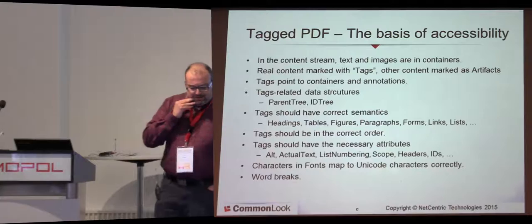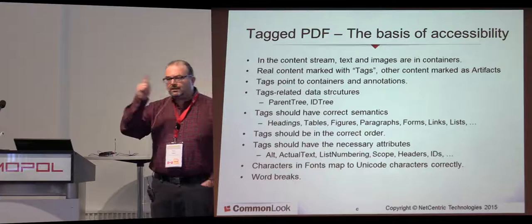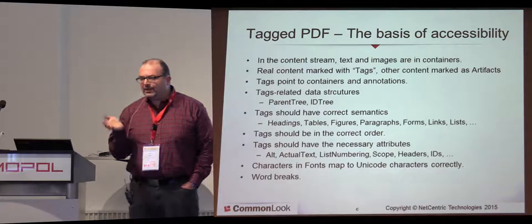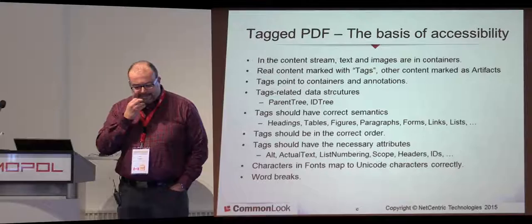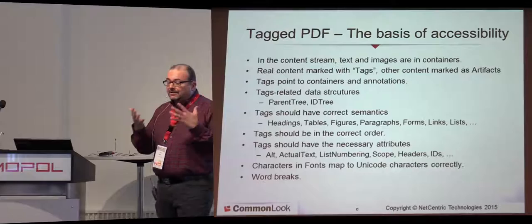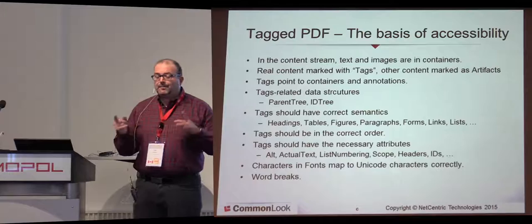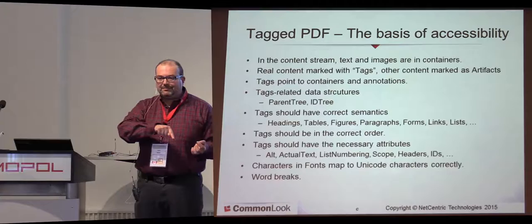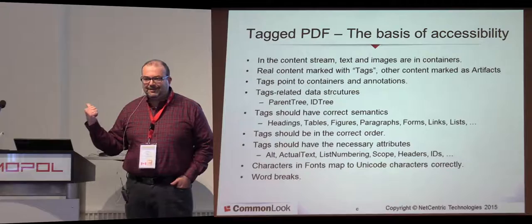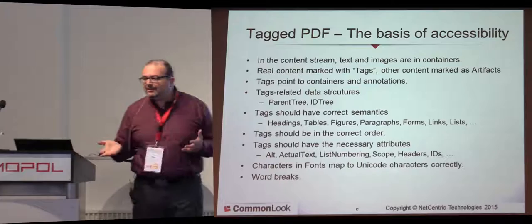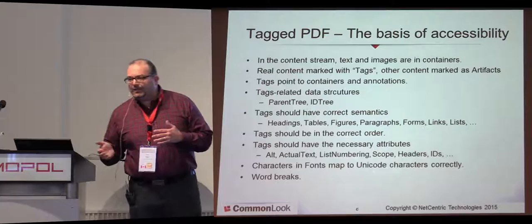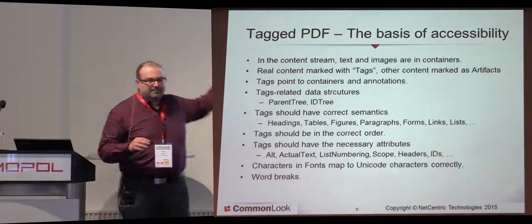Tags would point to either containers or annotations such as links, form fields, or other kinds of annotations like video annotations or sound annotations. There are also tag-related structures that are not really seen by everybody. These include the parent tree, because you have mapping from the tags to the content stream, and you also need mapping back from the content stream to the tags. So you need this parent tree, and you also have the ID tree, which ensures that all IDs for tags are unique. Now, why are we mentioning this? Because any problem in these structures would cause problems in your remediation.